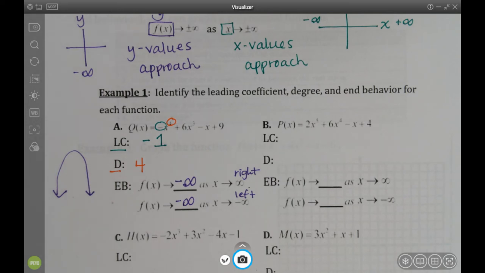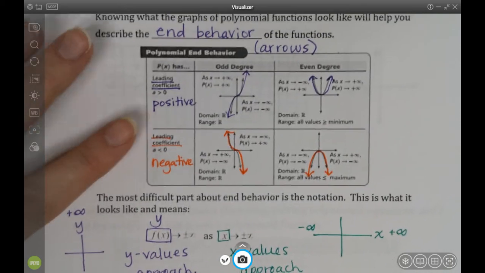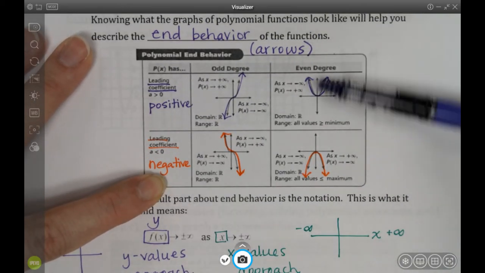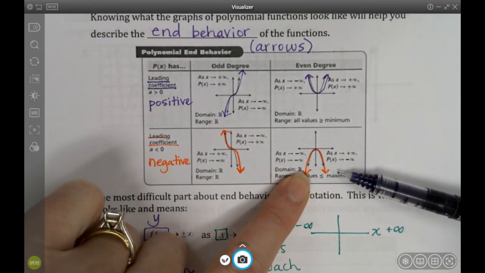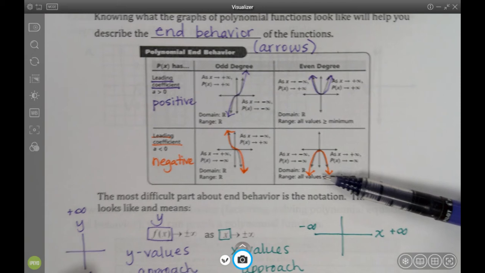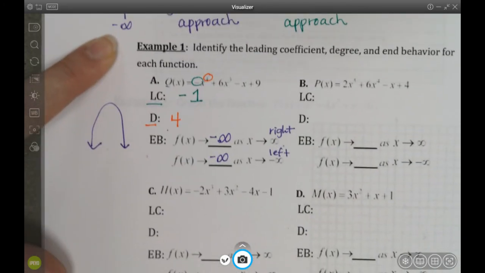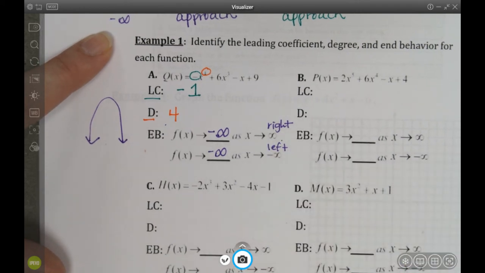Okay, we knew that from degree 4, leading coefficient was negative, so we looked at our chart. Negative leading coefficient, even degree, that's this box. So they're both going to open down. Down here at the bottom, my y values are negative infinity. So to the right and to the left, we're going to go to negative infinity.